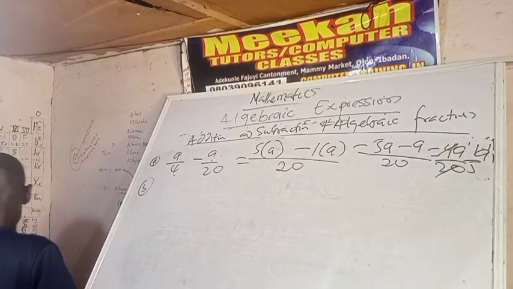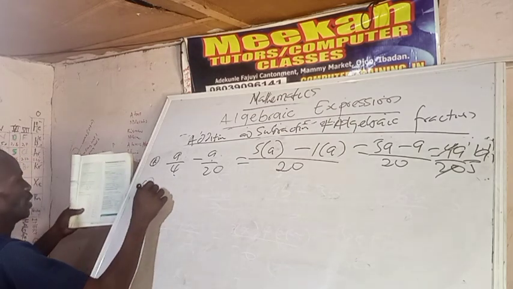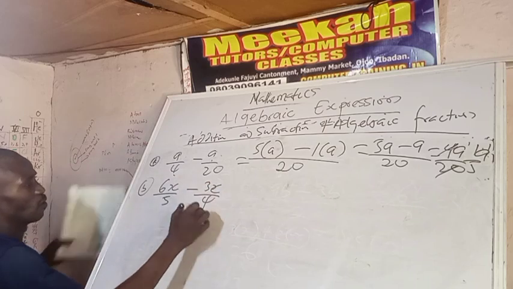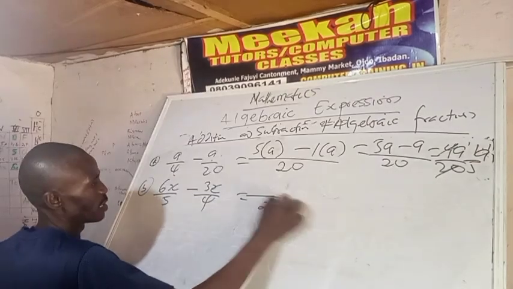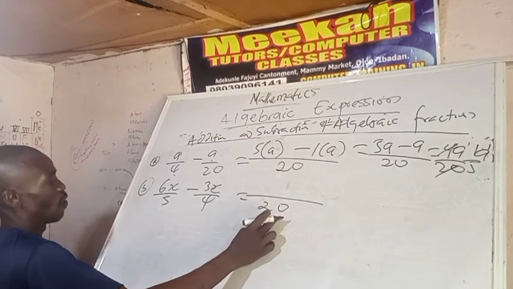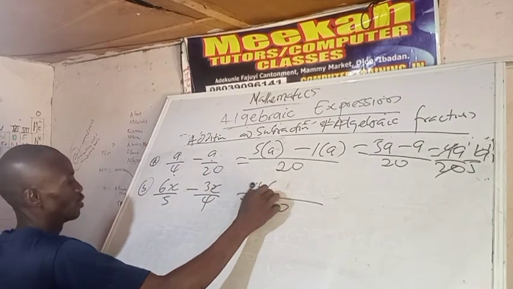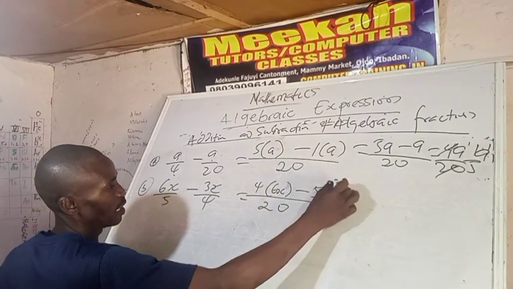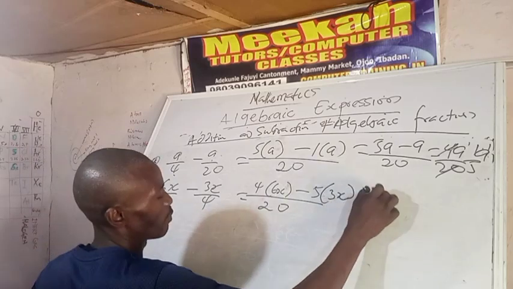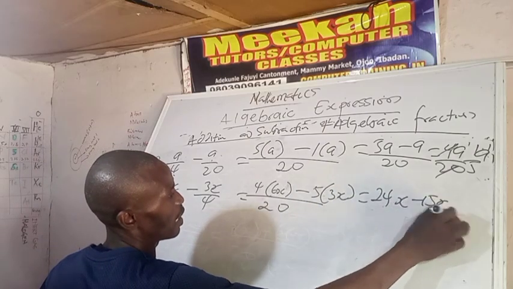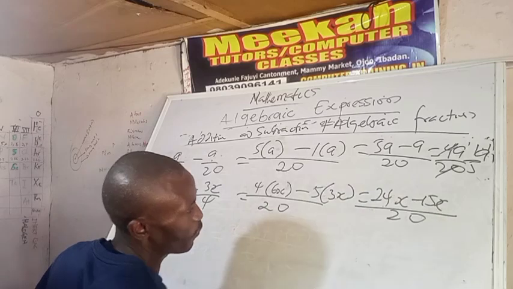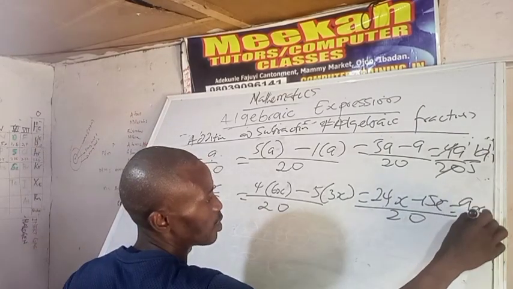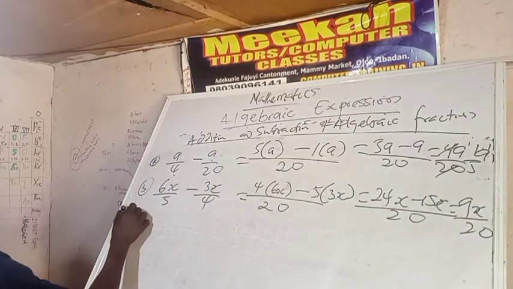So let's just see another one. If you have 6x over 5 minus 3x over 4, the LCM of this one is going to be 20. I rule it. 5 here, what do you have? 4. 4 into bracket 6x minus 4 here, what do you have? 5. 5 into bracket 3x. 6 times 4 do you have 24x minus 15x over 20. 24 minus 15, what do you have here? 9x over 20. I am done with that one.